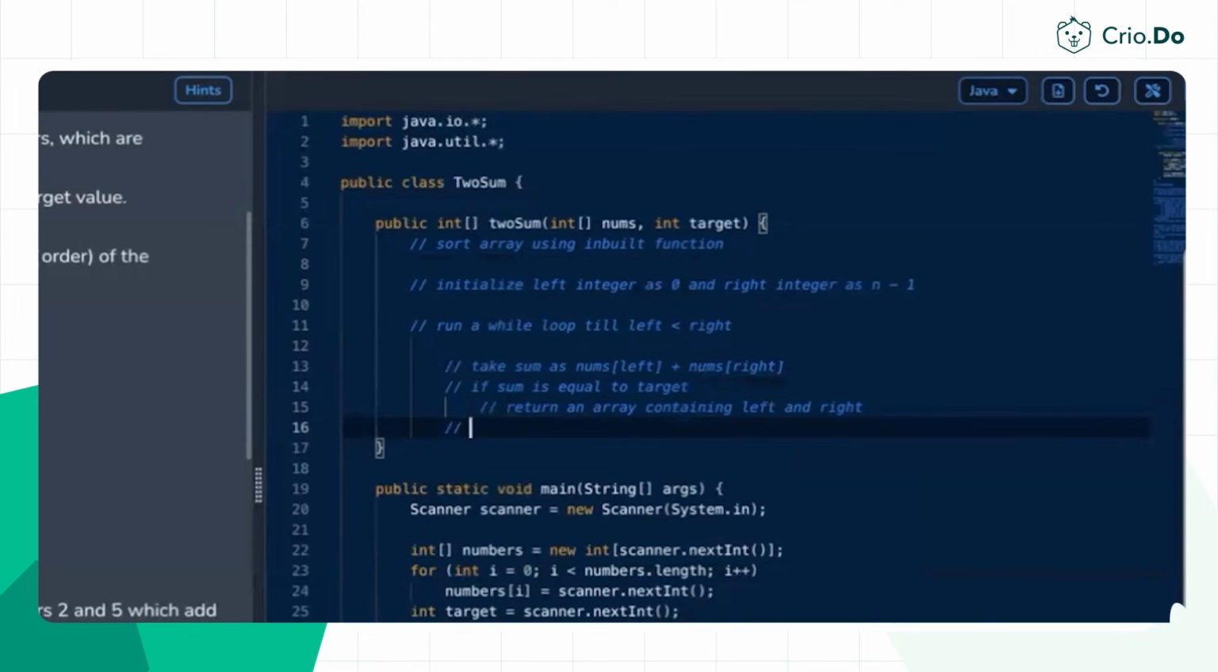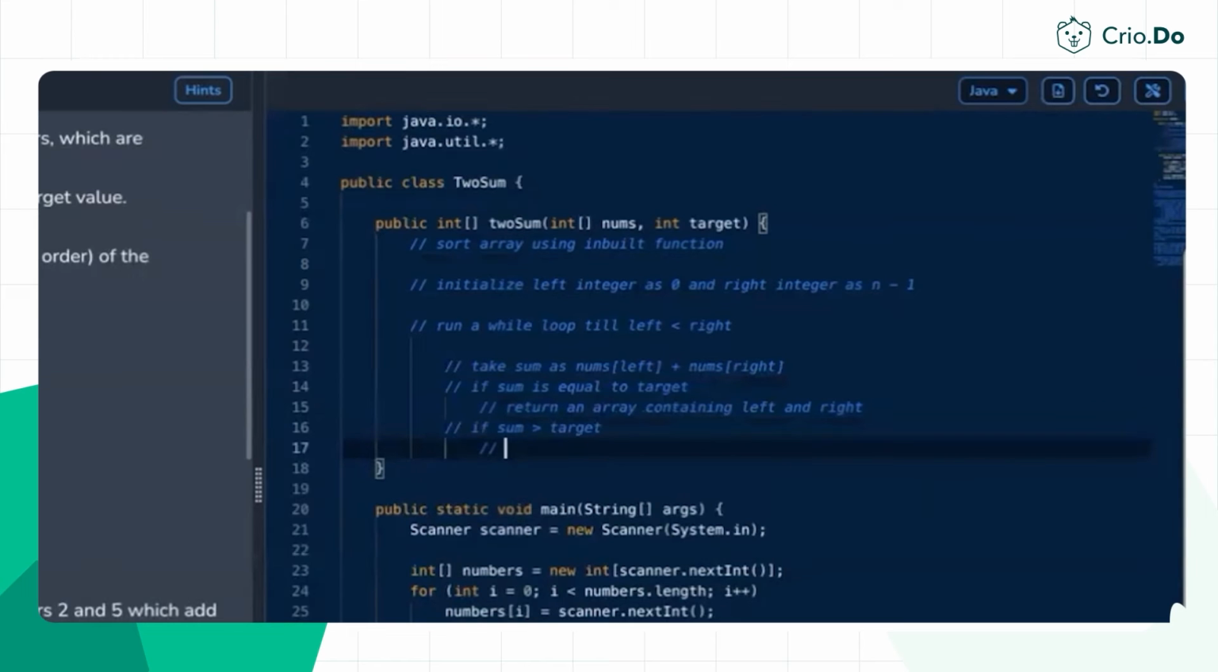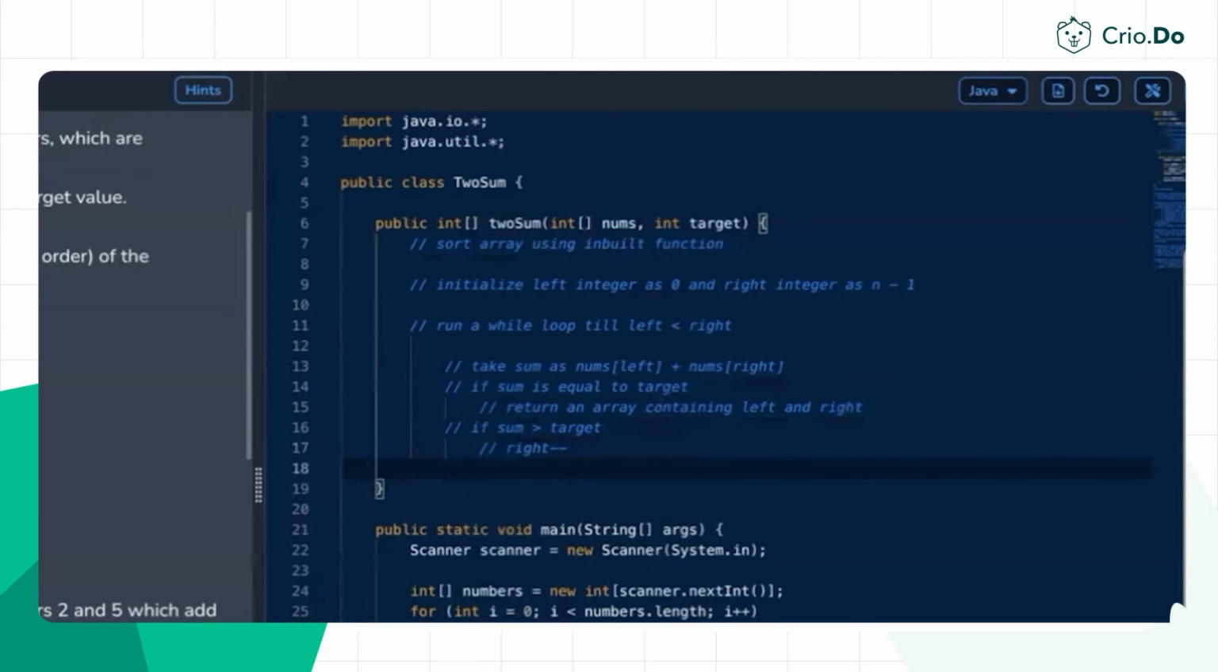Otherwise, if sum is not equal to target, then maybe sum is greater than target. If sum is greater than target, we have to decrease the sum. In order to decrease the sum, we have to make the right pointer minus minus. That is, the right pointer should move one step to the left.